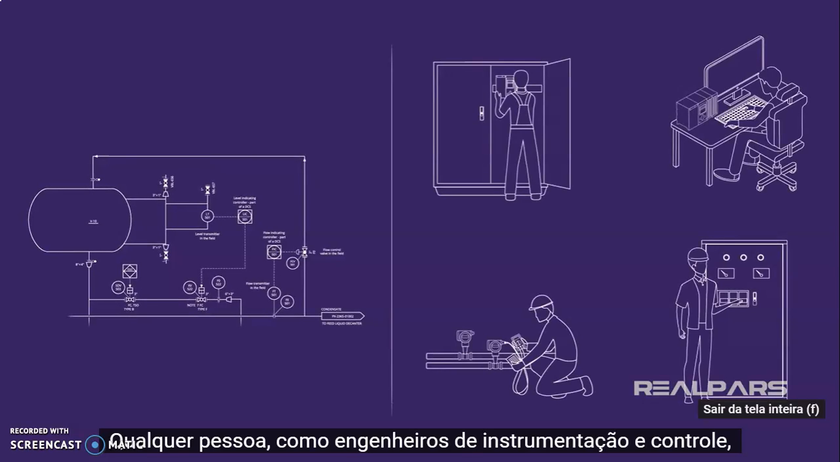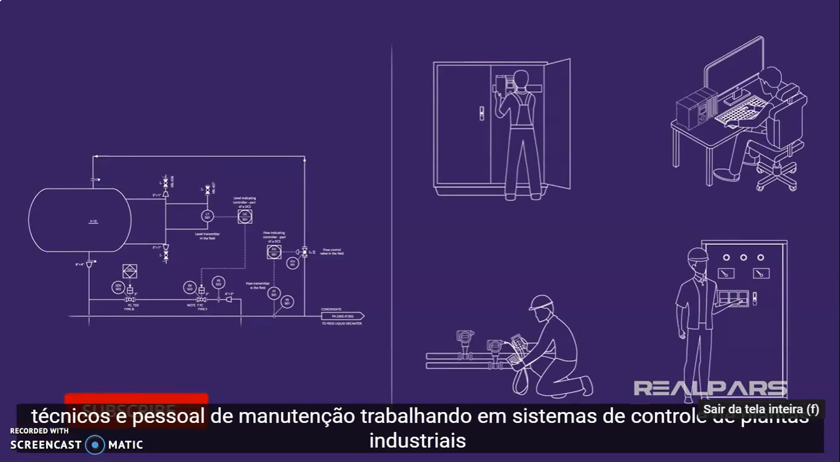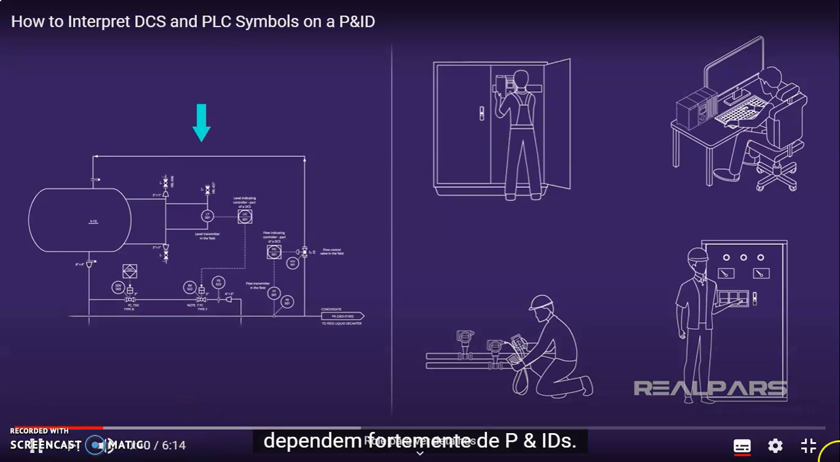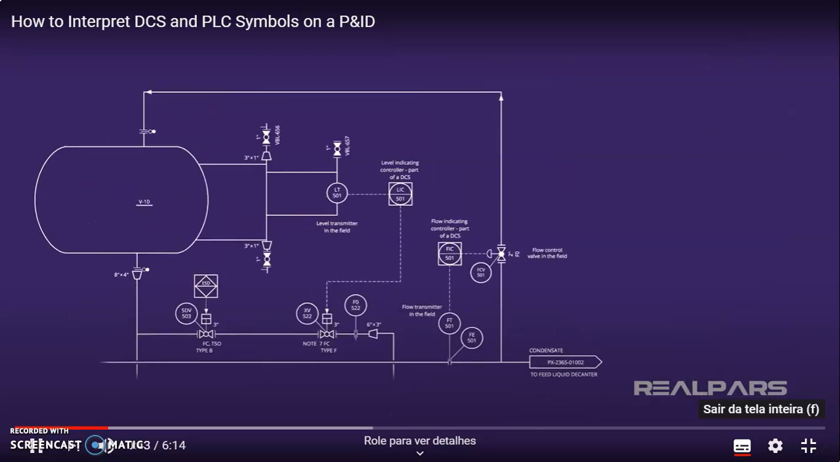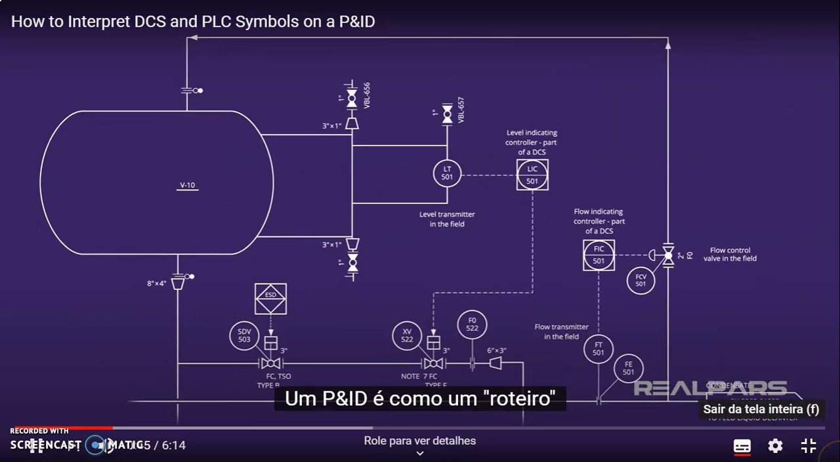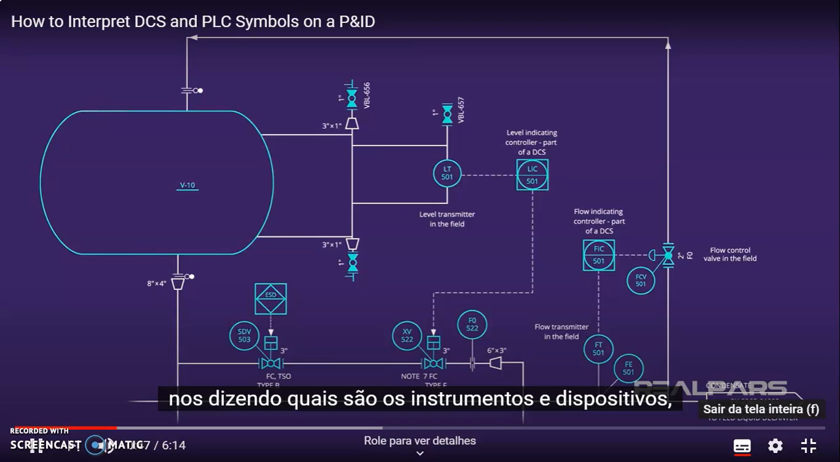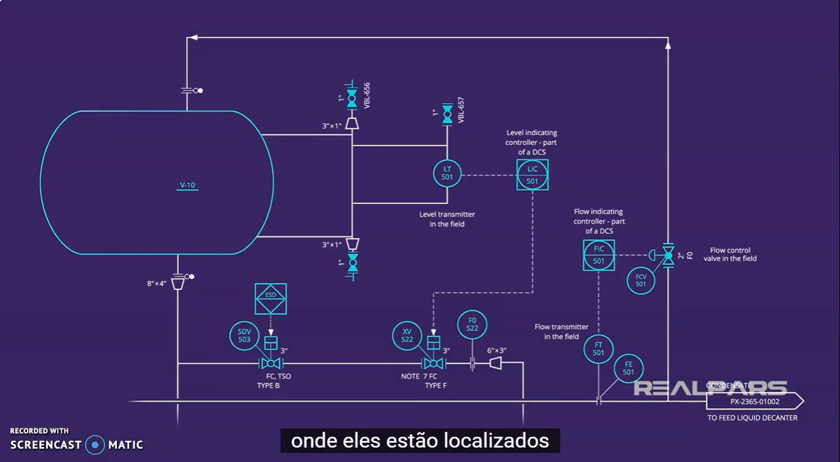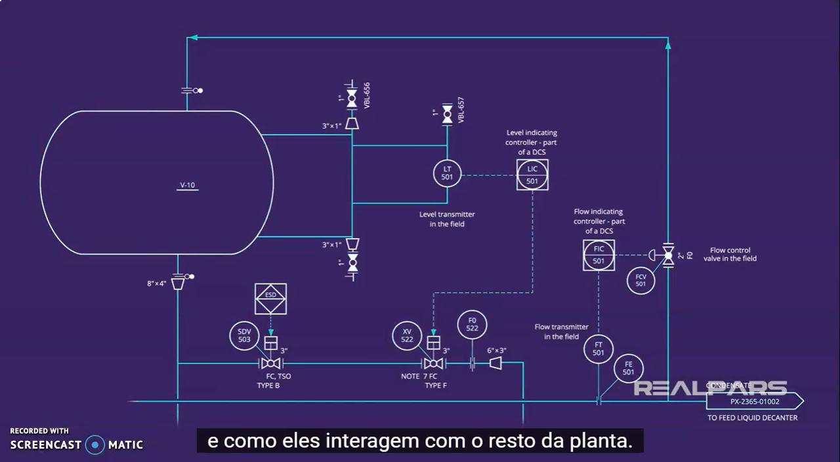Anybody, such as instrumentation and control engineers, technicians, and maintenance personnel working on industrial plant control systems, depend heavily on P&IDs. A P&ID is like a roadmap telling us what the instruments and devices are, where they are located, and how they interact with the rest of the plant.